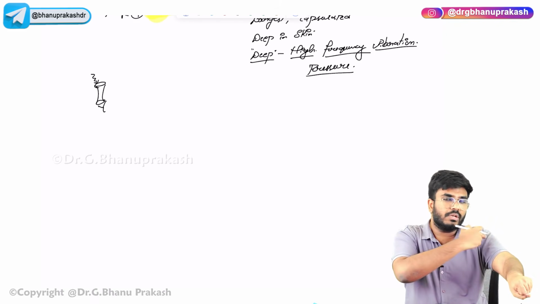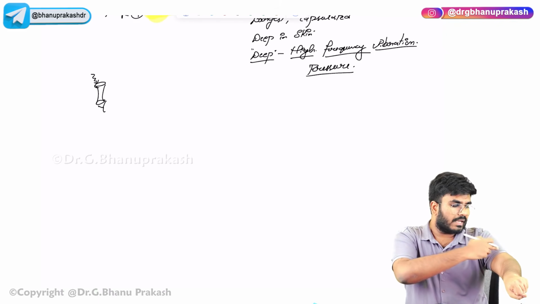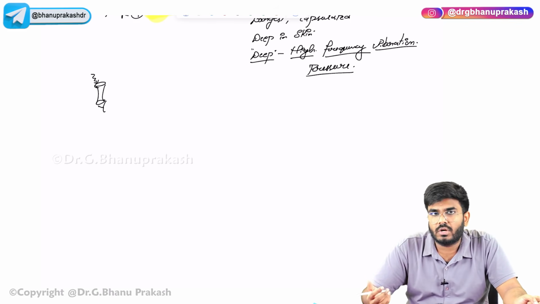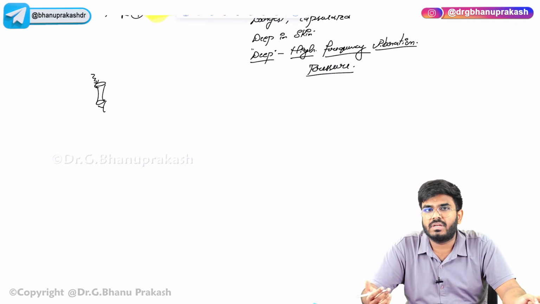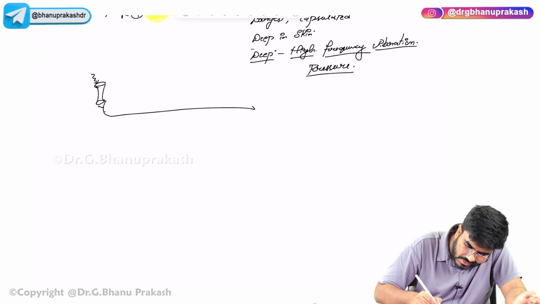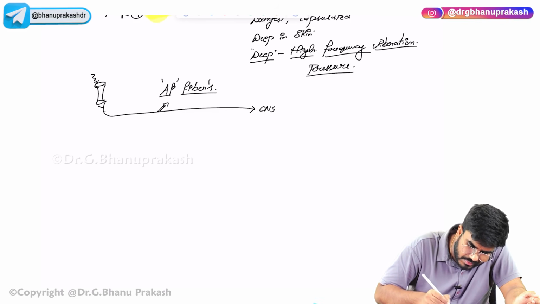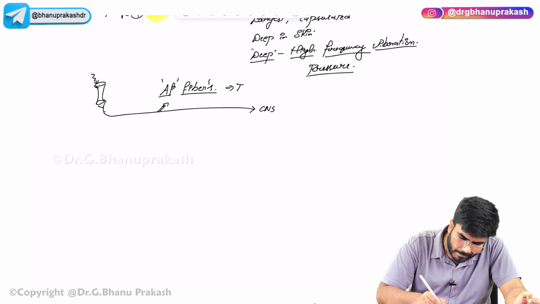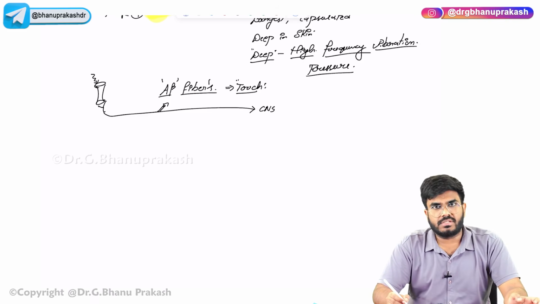There are certain neurons which take this information into the central nervous system. What are those neurons called? Which neurons take the information about touch? These neurons are A beta fibers. A beta fibers, MCQ: A beta fibers carry touch sensation.